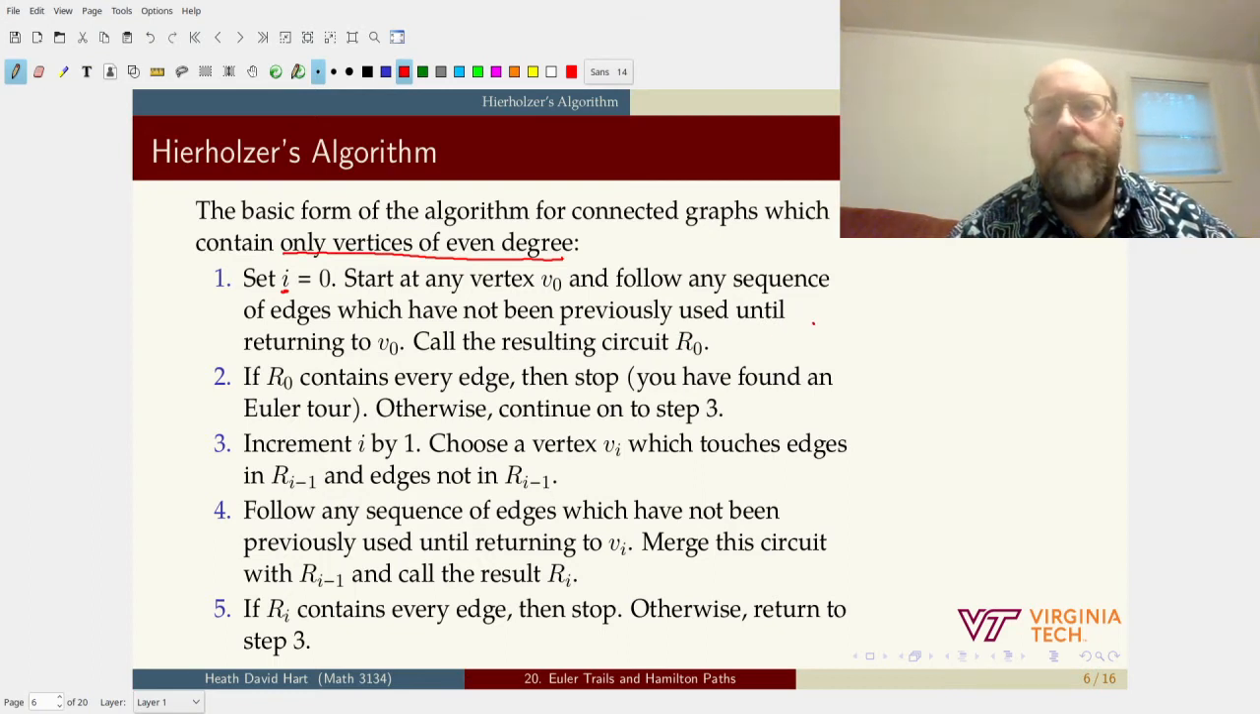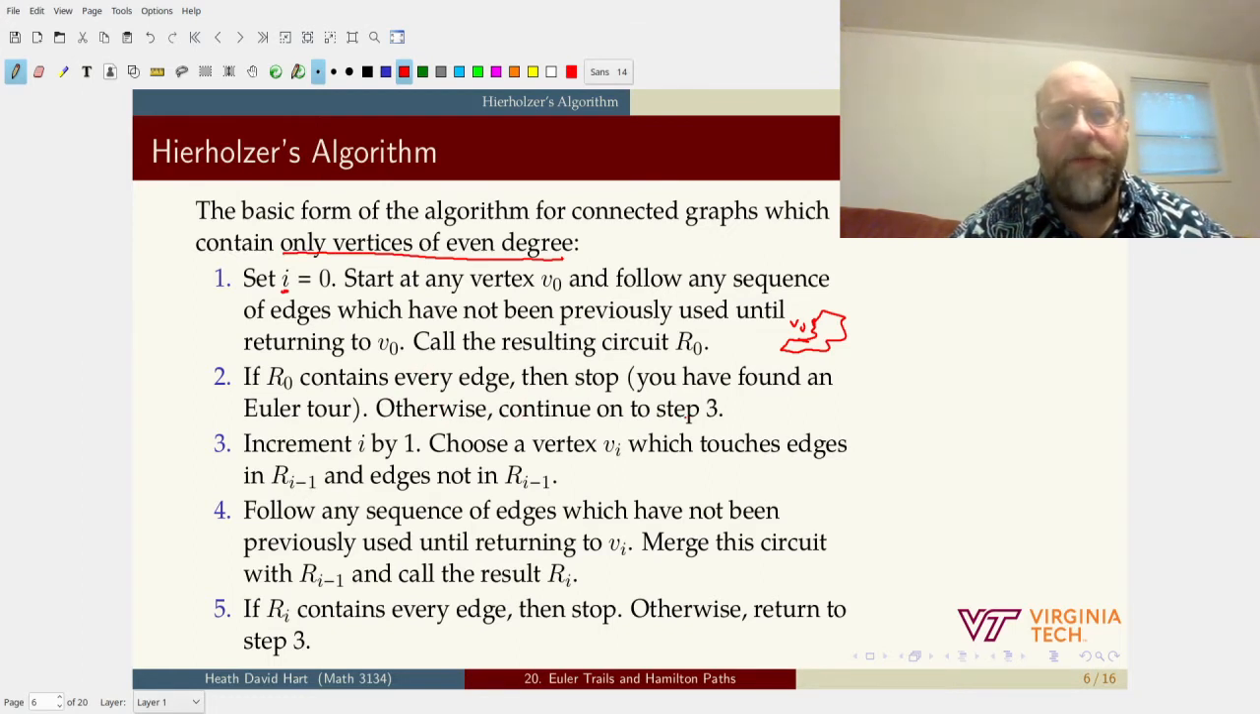So we start at some vertex, we wander around through the graph until we come back to that starting vertex. We know we have to be able to get back to that starting vertex because the degree was even, and so the edge that we use to leave the vertex has to leave at least one edge free to come back to it. So that's why we have even degree here. Call the resulting circuit R0. If R0 contains every edge, then we found an Euler tour right off the bat. We'll go ahead and stop.